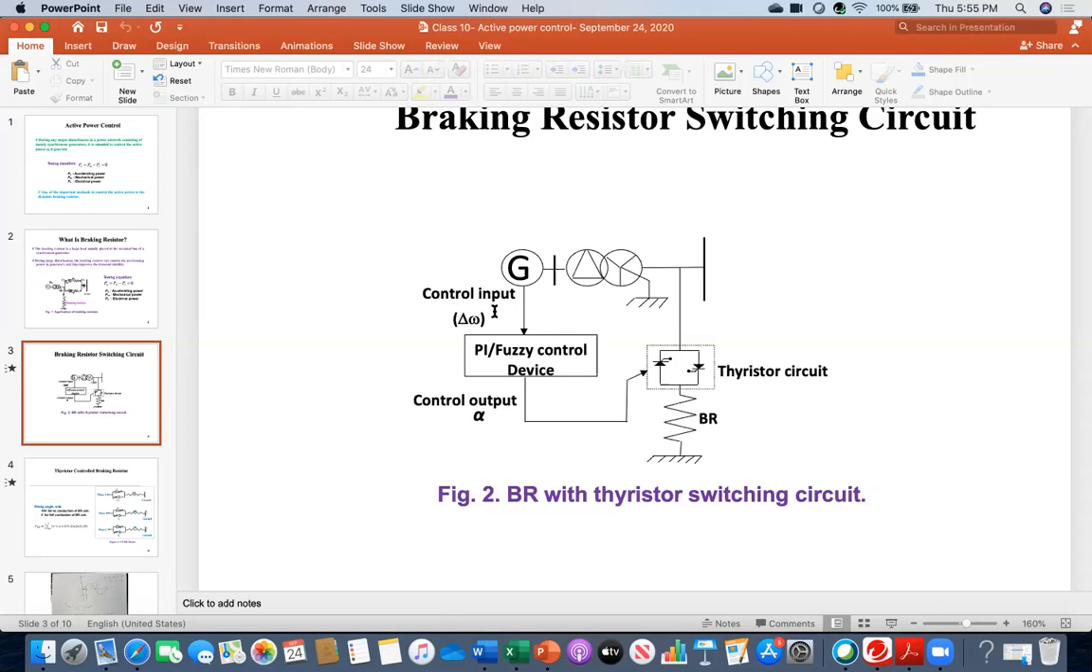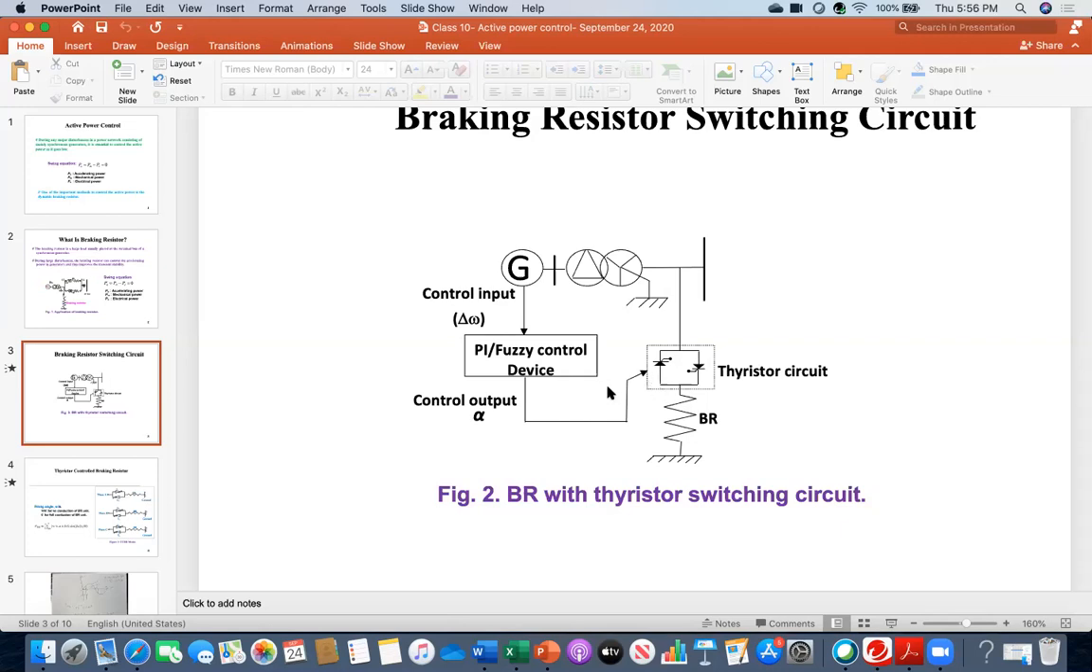If it is a 3LG fault, then definitely the del omega value is highest. When it is a single LG fault, it is small. Accordingly, it will produce the control output. So during a 3LG fault, the expectation is that there is full conduction, so that the alpha value goes to 0 or close to 0.